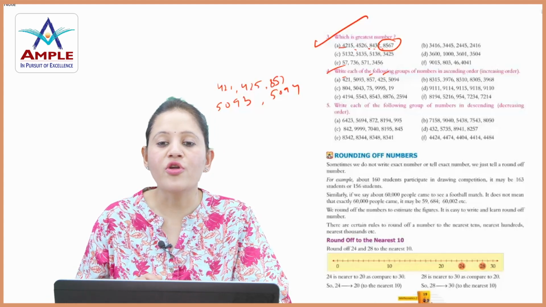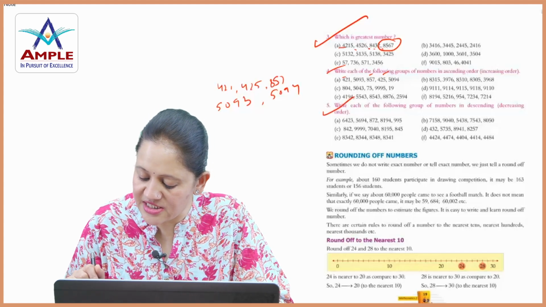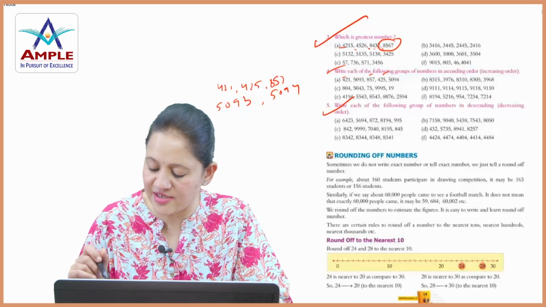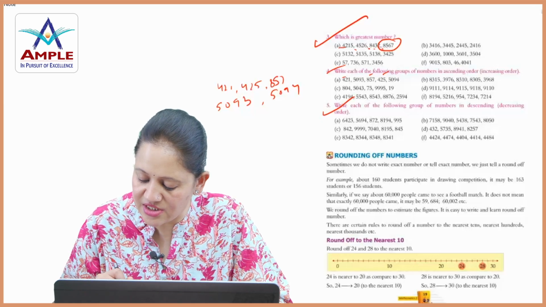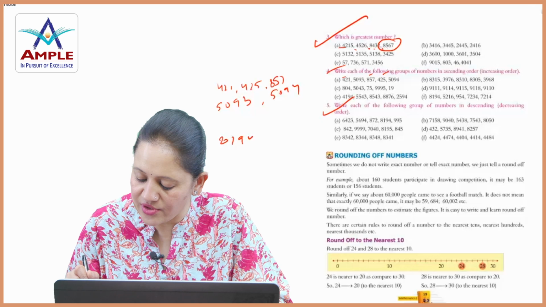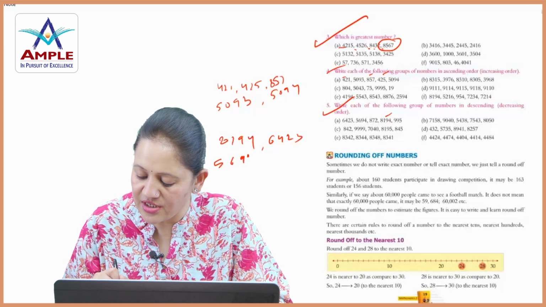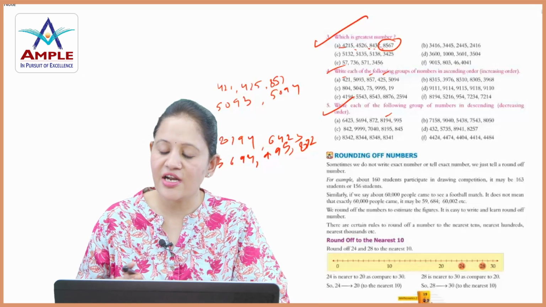Next, write each of the following numbers in descending order. So we have to start from the greatest number. So we'll compare the numbers, we'll put them in place value chart so we can easily compare the number. So start from the greatest number, that is 8000 194. Next, 6423, then 5694, 995, and the least number is 872. That is the decreasing order. Clear?